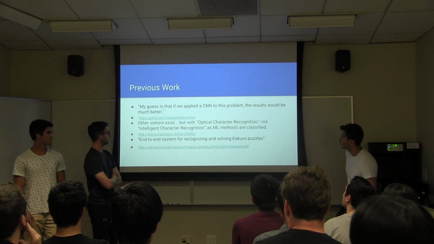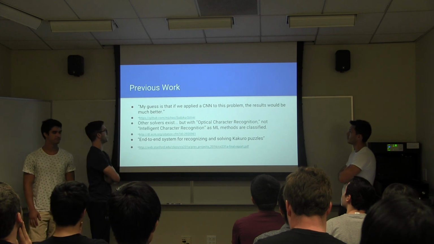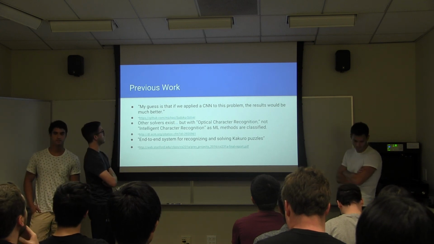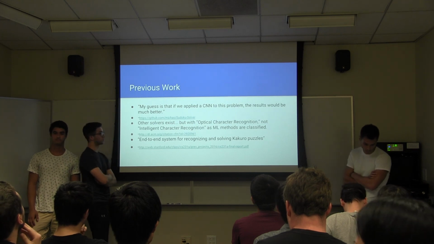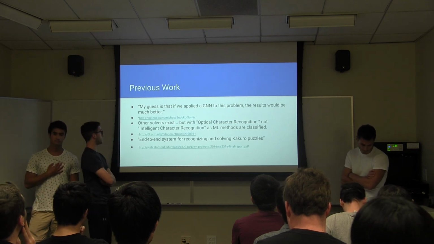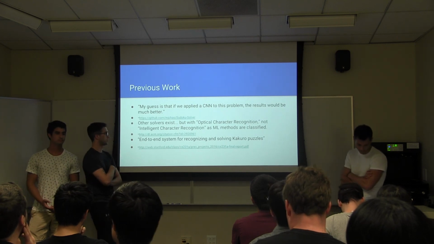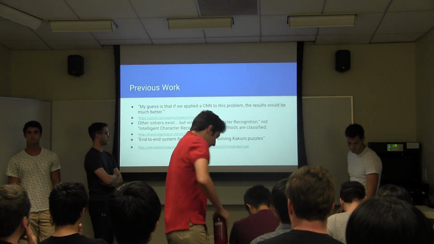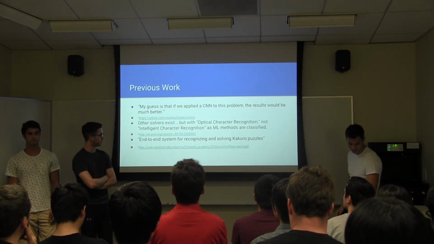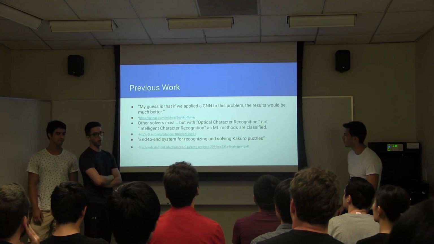So for previous work, there's one GitHub project that I posted up here, which guesses that if a CNN were applied to this problem, the results would be much better, which is exactly what we intend to do. Other solvers do exist, but they use optical character recognition, not intelligent character recognition, as machine learning is classified. And there was one project for 231A last year that used a similar method to solve something called the Kakuro puzzle.